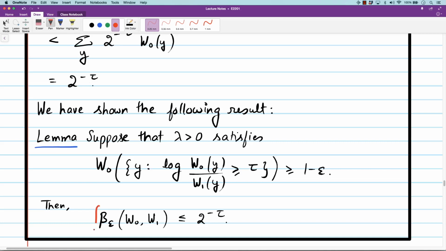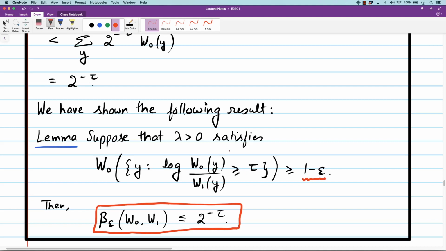You can think about how the argument I just went through shows this. So what is our test again? The threshold test. But we have additionally assumed something about the distributions. We have assumed that this tau is chosen in a very specific way. We assume that this tau is a large probability lower bound on the log likelihood ratio.